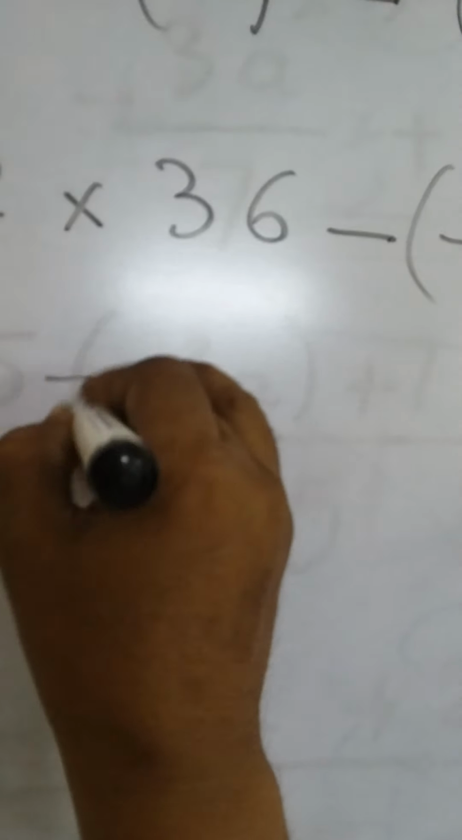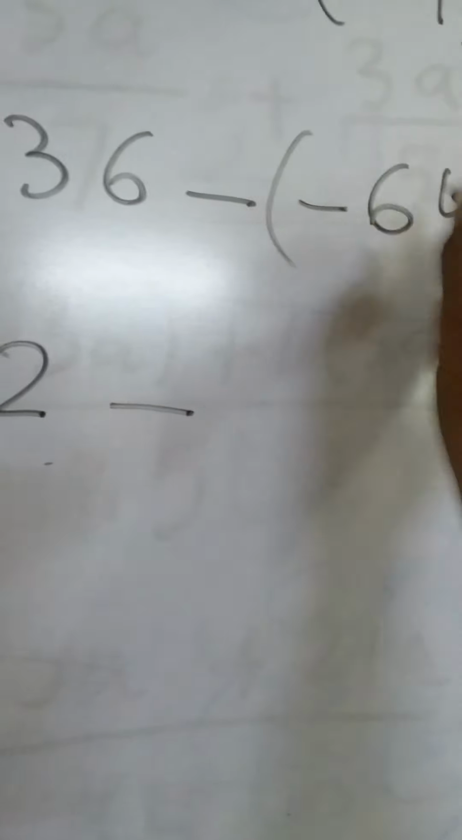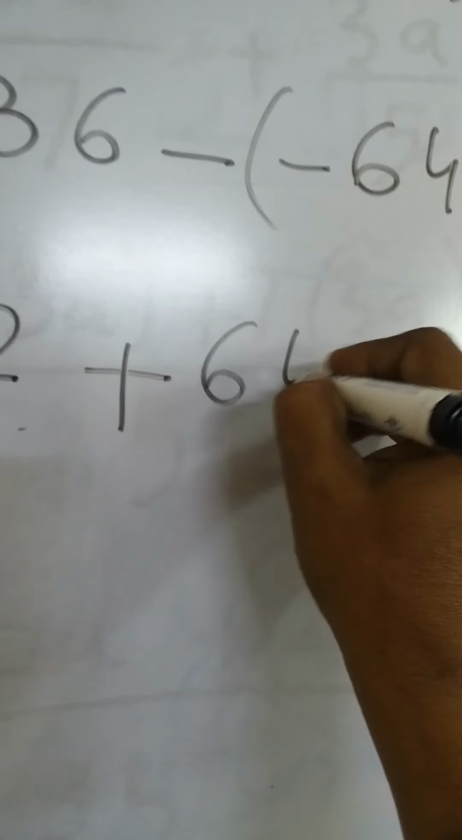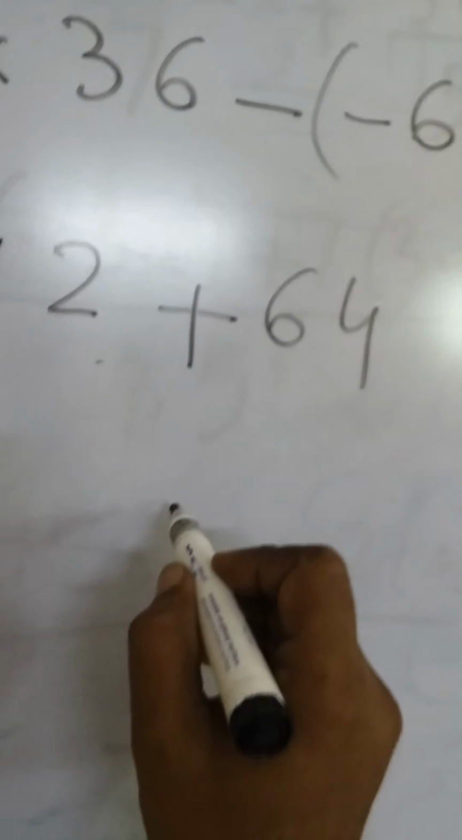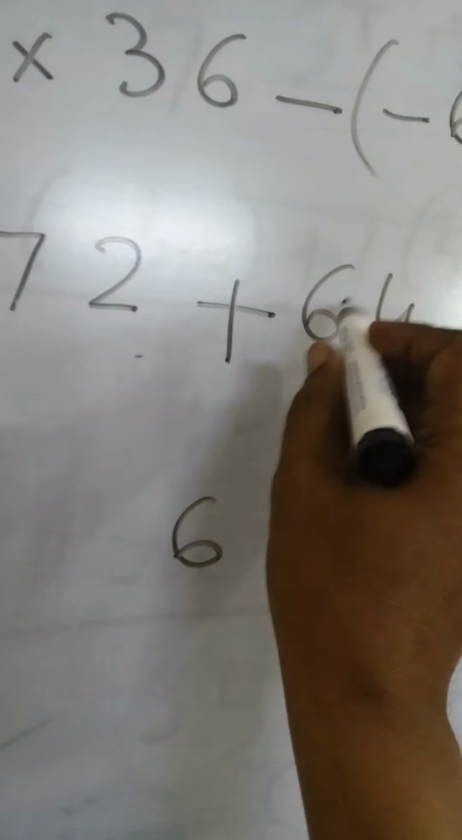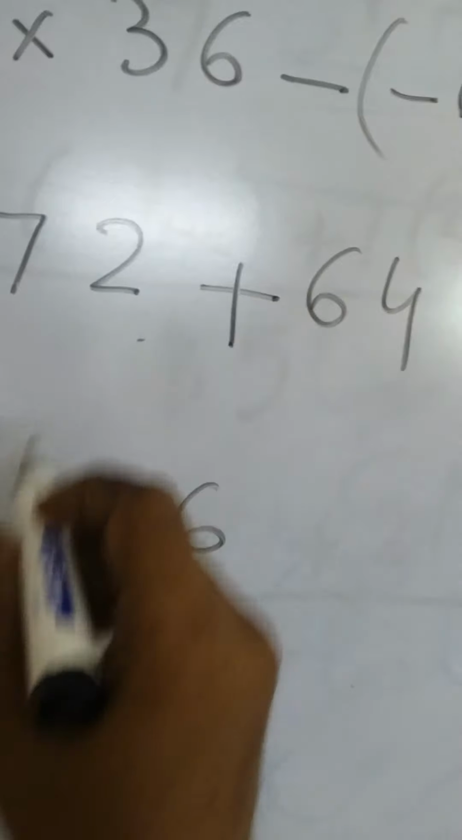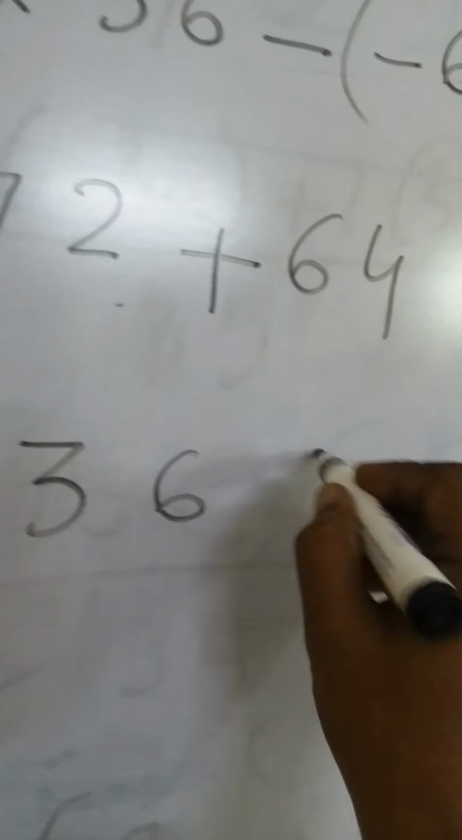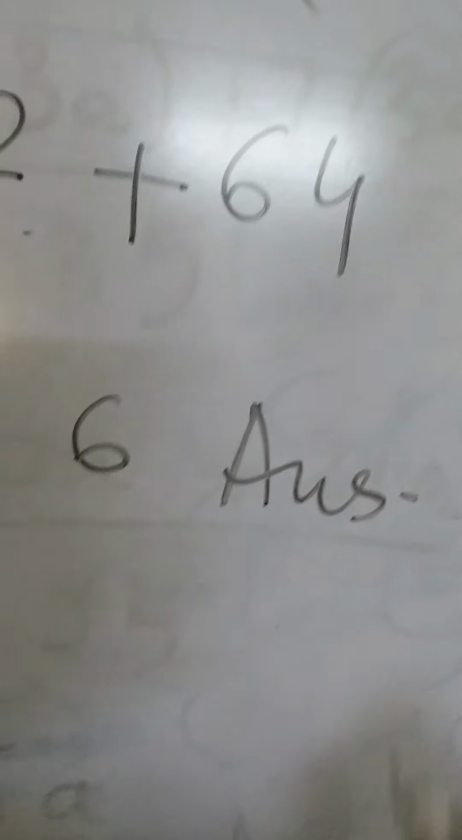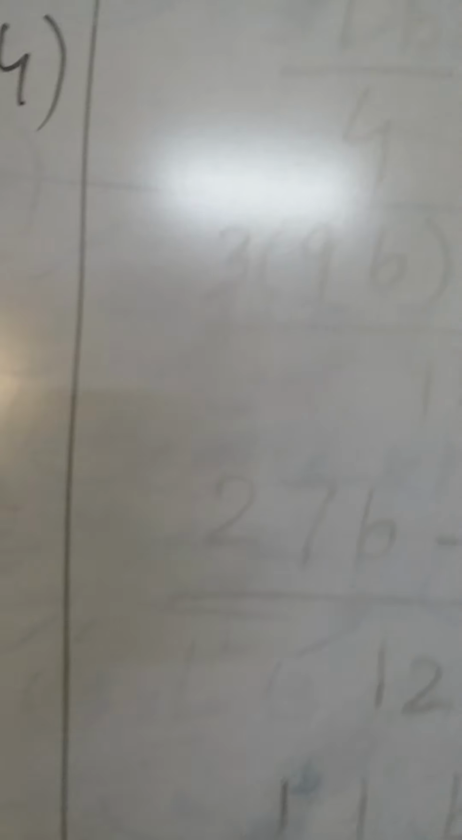Okay, now this will become 72 after multiplication and this will become plus 64. So we will add and this will become 136. So 136 is your answer.